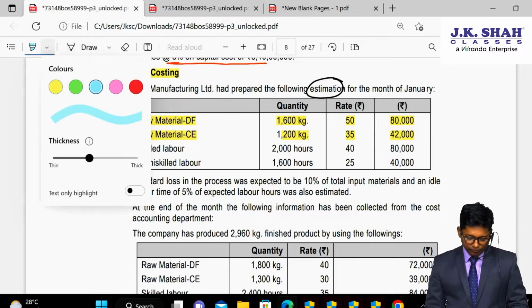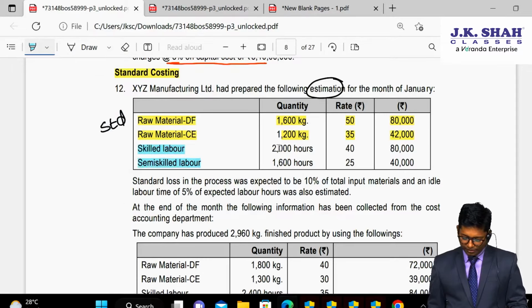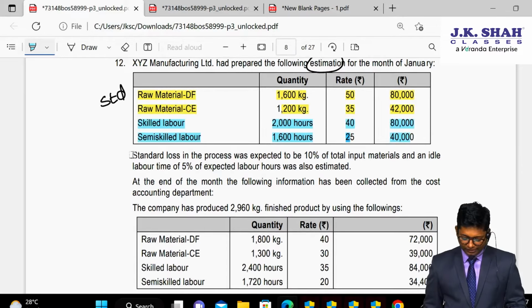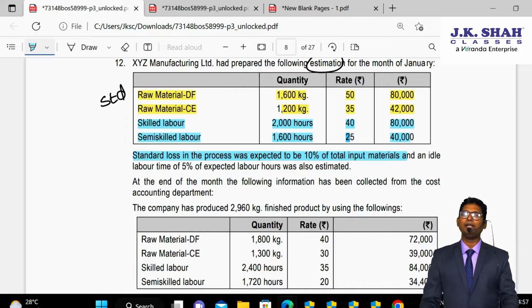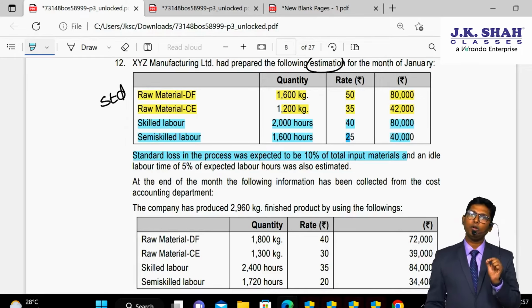In addition to two materials, they have given you two laborers, and their respective estimated hours, rates, and totals are also given. The question further says the standard loss in the process was expected to be 10% of total input material. So when you add up both the materials, 10% material loss is expected.